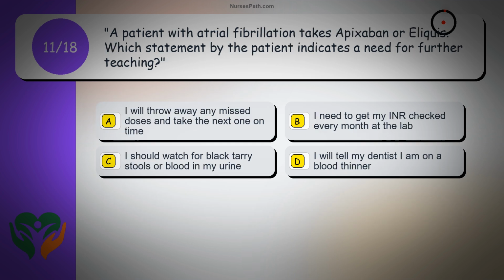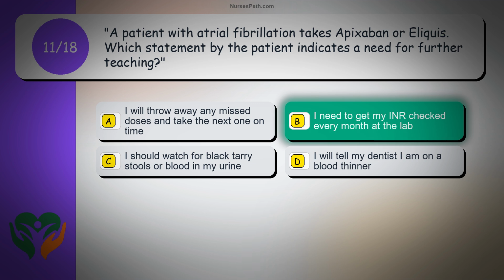Question 11. A patient with atrial fibrillation takes apixaban, or Eliquis. Which statement by the patient indicates a need for further teaching? Option A, I will throw away any missed doses and take the next one on time. Option B, I need to get my INR checked every month at the lab. Option C, I should watch for black tarry stools or blood in my urine. Option D, I will tell my dentist I am on a blood thinner.